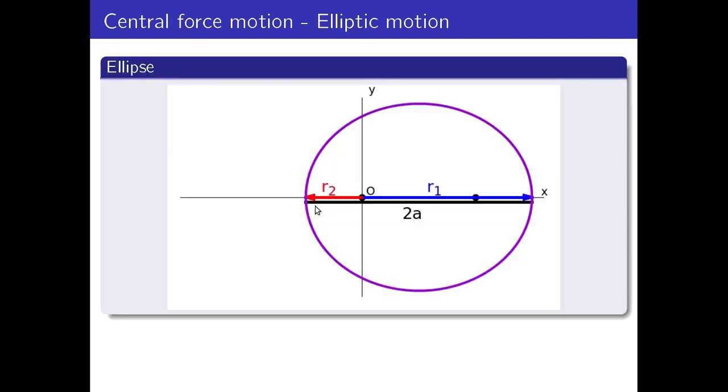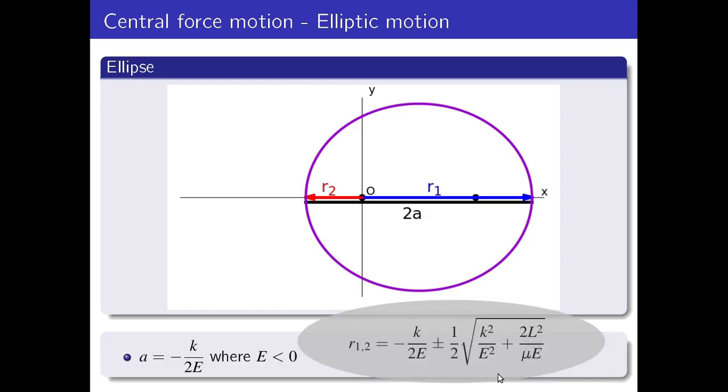We have already said that horizontal chord is equal to 2a. In this case, it is the major axis, and as it can be seen from the figure, the addition of the magnitudes of R1 and R2 is equal to 2a. Then the second terms in this addition cancel each other, and we get the result a is equal to minus k over 2e. And remember that for elliptic orbits, e is smaller than 0.